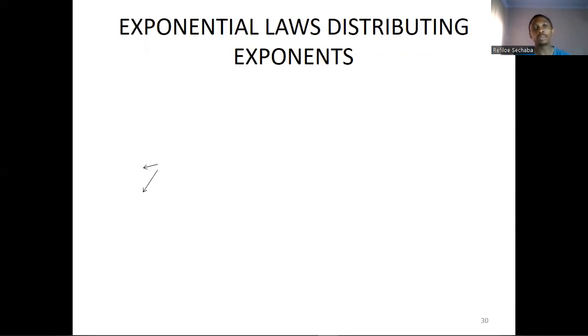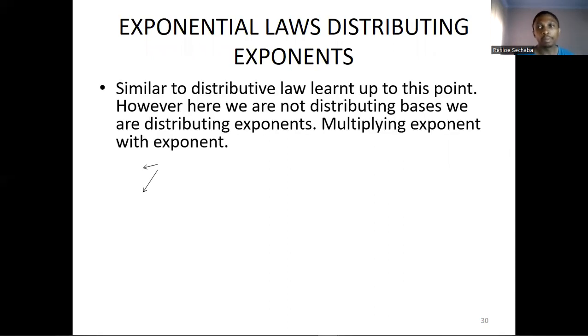Now we're going to be doing exponential laws of distributing exponents. Similar to the distributive property learned up to this point, that is under algebra. However, here we are not distributing bases, we are simply distributing exponents. That is multiplying the exponents. We can only distribute the exponents if inside the brackets they are not linked by addition or subtraction. So they must be linked either by multiplication or division. Otherwise, we cannot apply this law, okay?